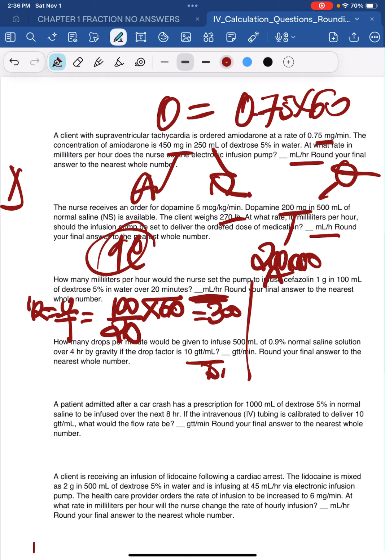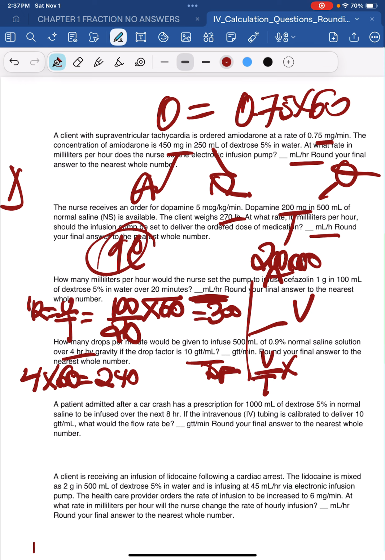This is your drop factor. This right there, it's your volume. Your time is there. But because we are looking for drops per minute, this time must be in minutes. You do 4 times 60, you have 240 minutes. So now your GTT equals volume over time multiplied by drop factor. Your time is 240, your volume is 500, and multiply by drop factor.